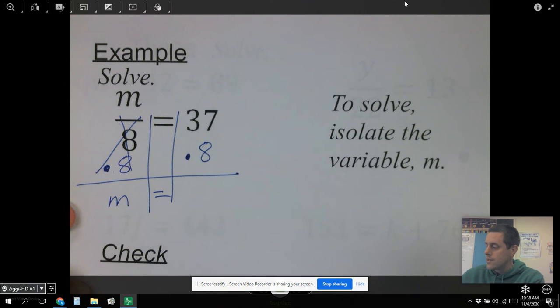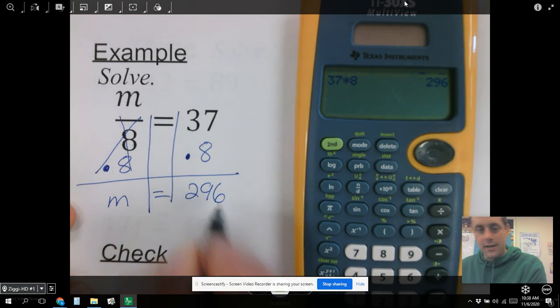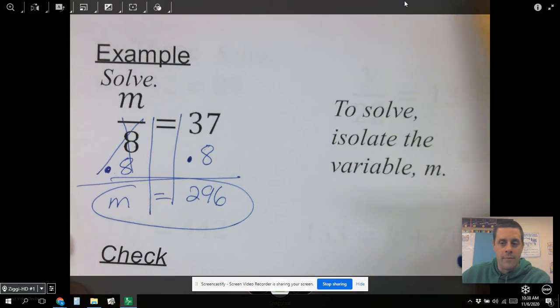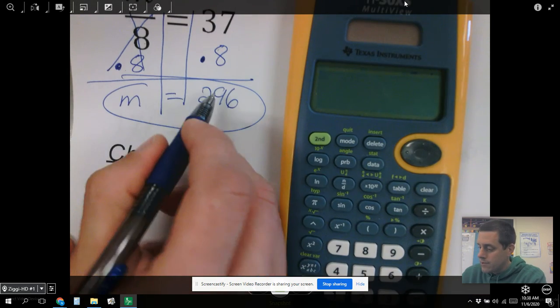I'm going to drop my equal sign. And then finally, our calculation, 37 times 8 gives me 296. This equation is true when m equals 296. Run your check step if you'd like. Plug the 296 into m.